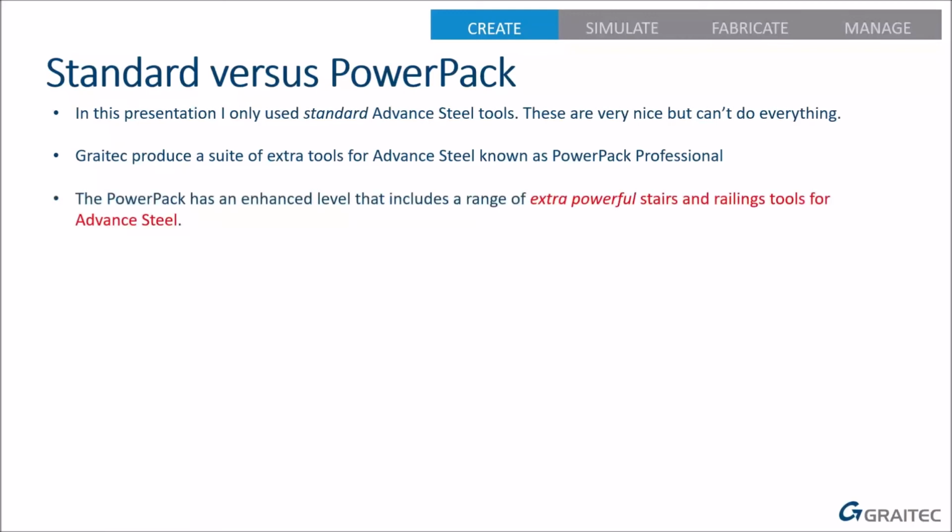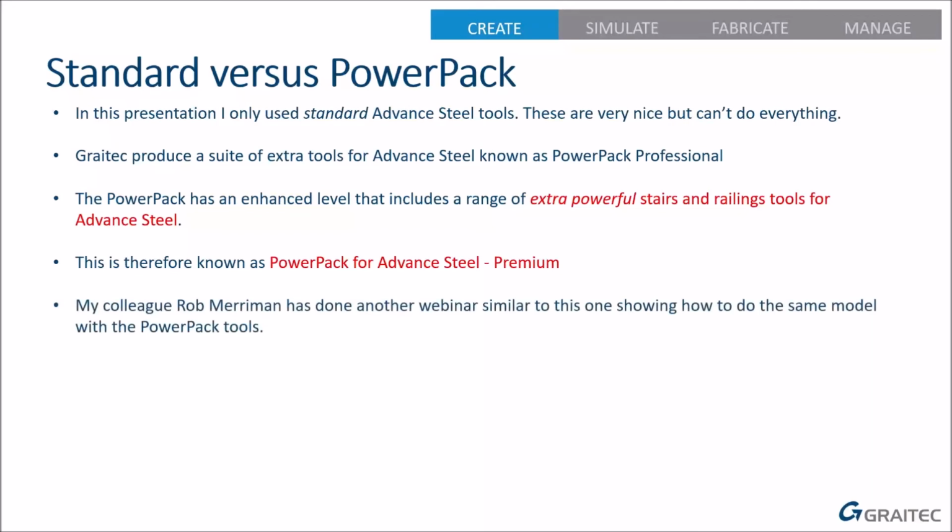Particularly relevant to this is we also have an enhanced level of the Power Pack, which includes special extra powerful stairs and railing tools. And these stairs and railing tools can do a lot more than the built-in tool. For example, they can do plate stringers, they can do the return landings all within the macro, and so on. And those enhanced stair and railing tools, they're known as Power Pack Premium. They used to be known as BIM Designers, now they're known as Power Pack Premium.